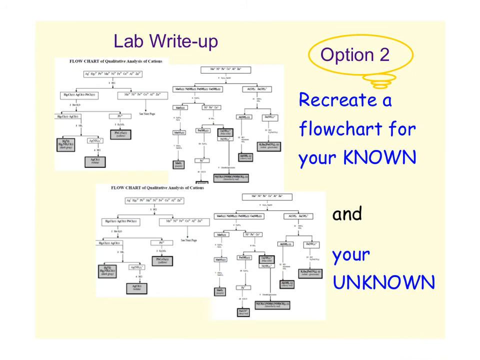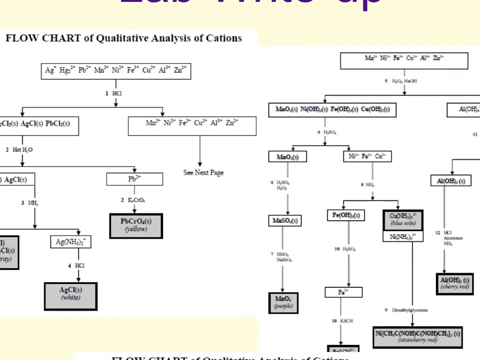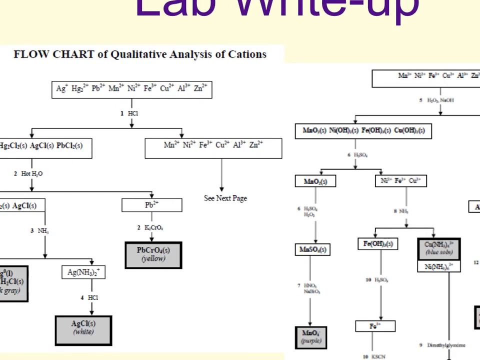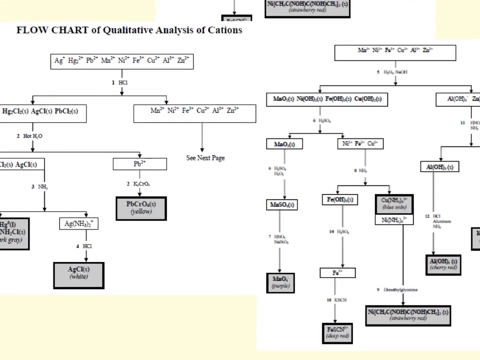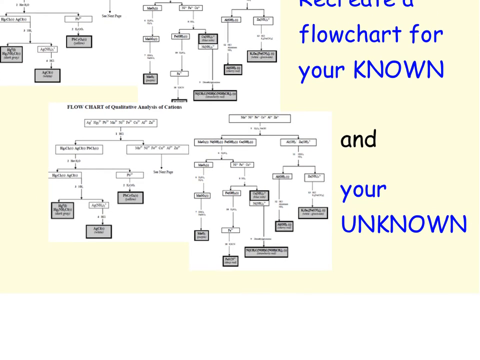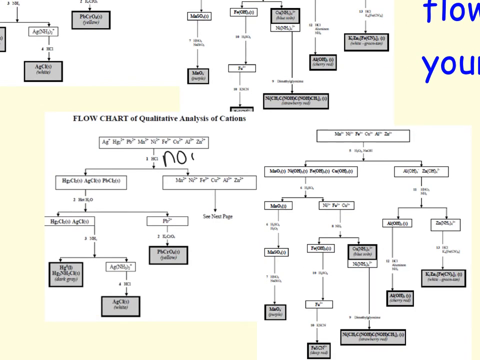The other option for this lab write-up, and we don't care which way you want to do it, whichever way your brain makes sense, is you can recreate the flow chart. So copy that entire flow chart, both sides, into your lab notebook and take notes on the flow chart for your known. So like right here in step number 1, you could say, you had a white solid form and you separated that out over here and you could take notes like that. But then you have to create a whole another flow chart, a second flow chart for your unknown. And here you would write like no white solid and talk about what that means. So you would take notes directly on the flow chart about what happened in each step. So you can either do the table or the flow chart.